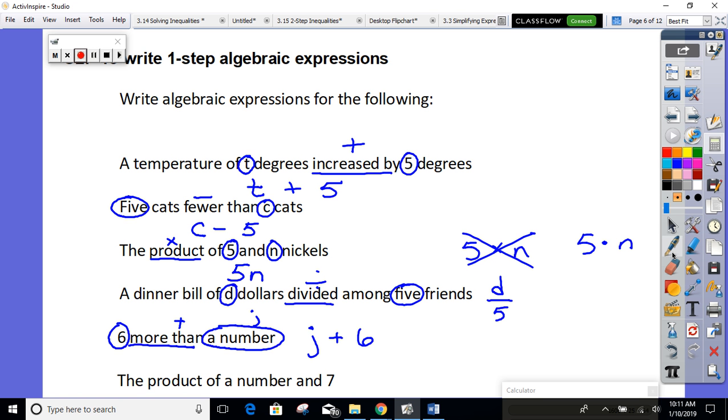Okay, next one. Again, we have a number and 7. What letter would you like to use to represent the number?